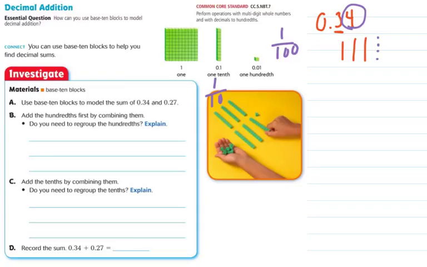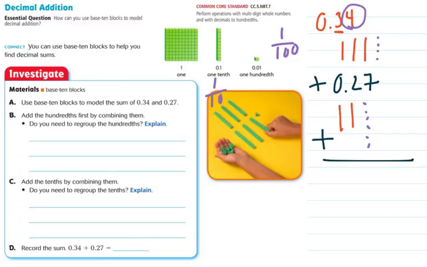Now we're going to add that amount, boys and girls, to the other decimal, which was 2/10 and 7/100. Again, we see that there's 2/10, so we're going to draw 2 longs. And then there are 7/100, so what we're going to draw out is 7/100: 100, 200, 300, 400, 500, 600, 700. So now we are going to add those two amounts together.